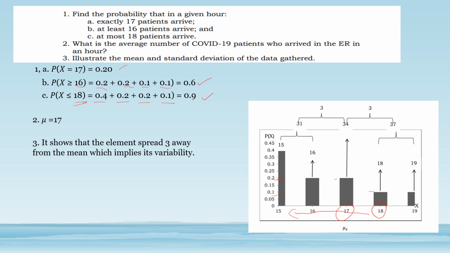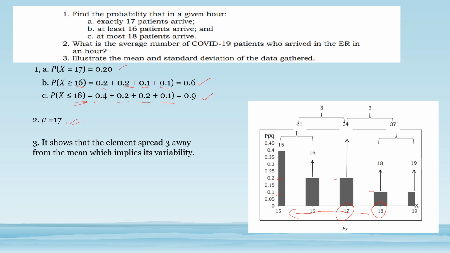For number 2, what is the average number of COVID-19 patients who arrive in the ER in an hour? Looking at the given table, 17 is at the middlemost. Therefore, our mean is 17.